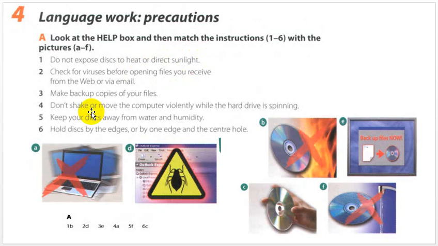What is this? This is B. Here, B. Okay. Check for virus before opening file you receive from the web or via email. That is D. This is virus. Okay. Do it with yourself, please.